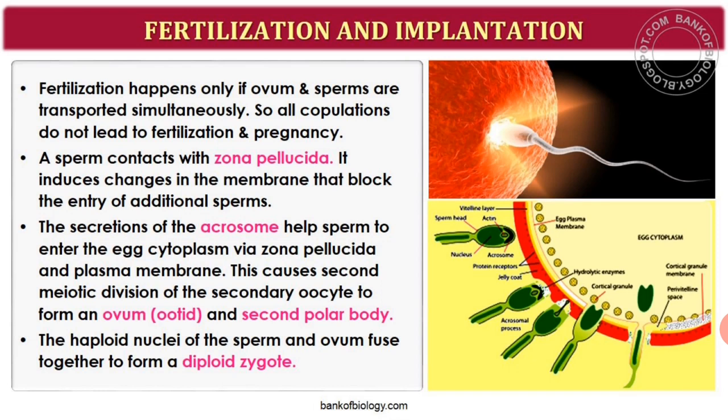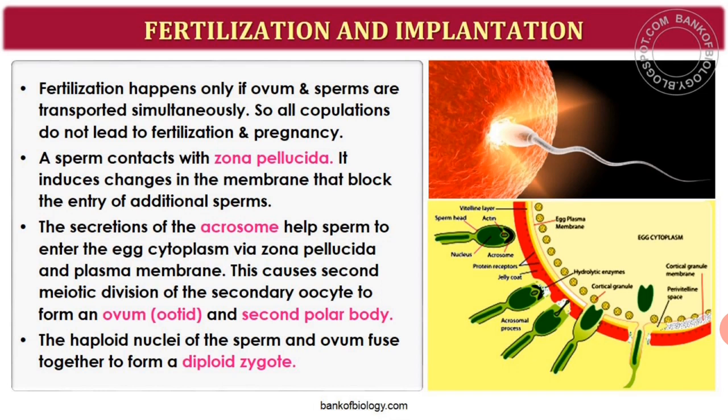Then usually your sperm, when it comes in contact with the zona pellucida layer of your egg, induces changes in the membrane. In the diagram below they have shown you: when the sperm comes in contact with the outer layer of your egg, that is the zona pellucida, it is going to induce changes in the membrane. That is going to block the entry of additional sperm.